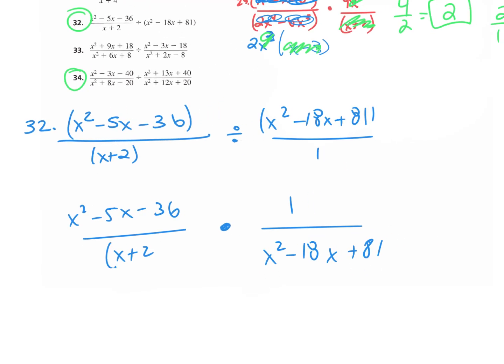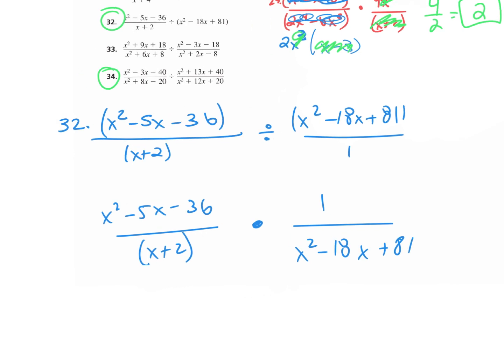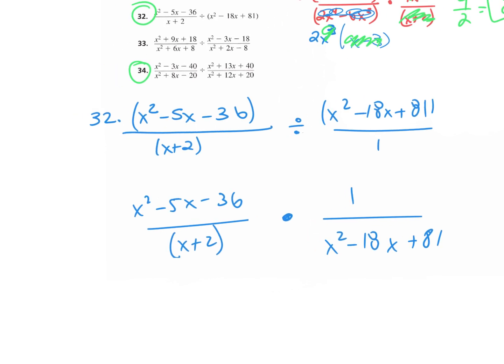Okay, x plus 2. Can't do anything with it. It's just going to hang out there. Can I factor the top left? Are there factors of negative 36? They're going to multiply to give me negative 36 and add to give me a negative 5.